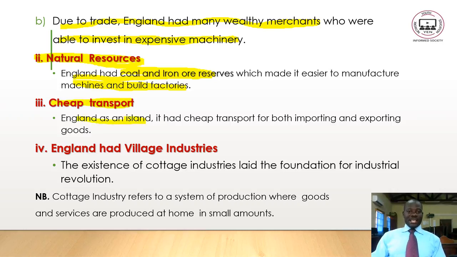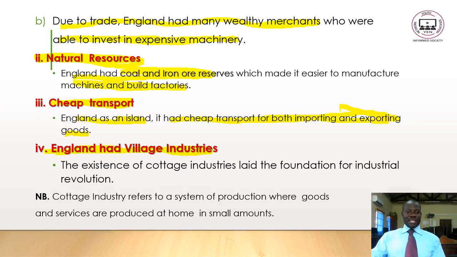Number three is cheap transport. England, as an island, had cheap transport for both importing and exporting goods. So England, you know, Britain is like an island. Now, being an island, in order to keep in touch with other areas, they needed to have constant transport, that is water transport. And that transport was cheaper. So as a result, it had cheap transport in both exporting and importing the goods.